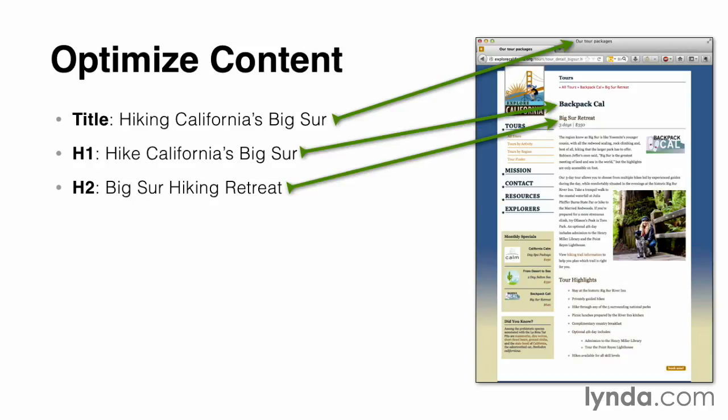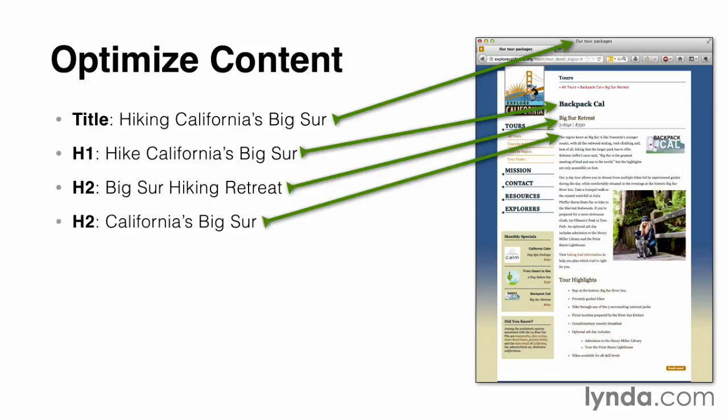The H2, which is the name of the package, currently Big Sur Retreat, I'm going to turn that into Big Sur Hiking Retreat. I want to be specific, and I can use the hiking keyword without sounding redundant, because that's the package that we're offering.